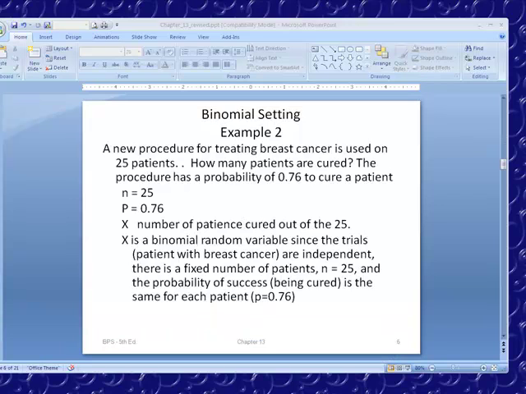Let's look at number 2. A new procedure for treating breast cancer is used on 25 patients. How many patients are cured? The procedure has a probability of 0.76 to cure patients.